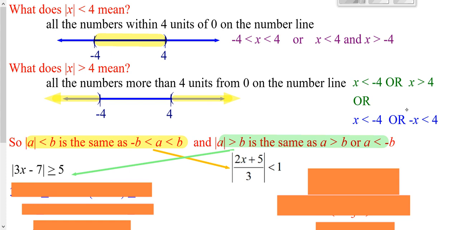So for the most part, if it's absolute value followed by a less than, you can write it as one compound inequality. And so that's what we're saying down here in yellow. If it's absolute value followed by a greater than, it's two totally separate shaded regions on your number line, so you have to write it as two totally separate inequalities.